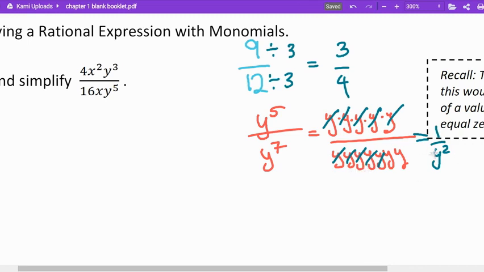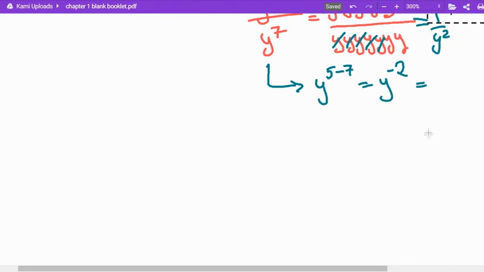So instead of doing that, we've got two options. I could say y to the 5 minus 7. What does that give me? -2. If I have a negative, that's telling me this is the reciprocal. And a reciprocal of the reciprocal means that the y goes into the denominator.